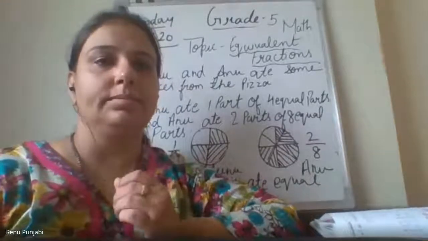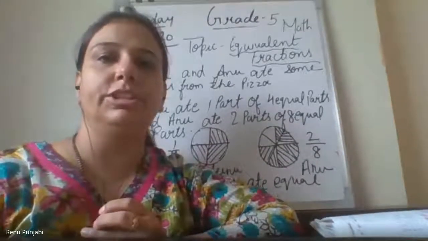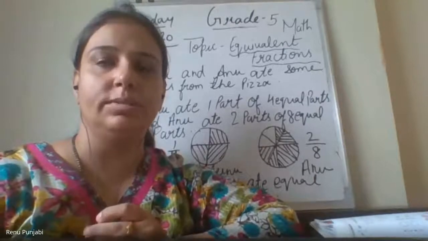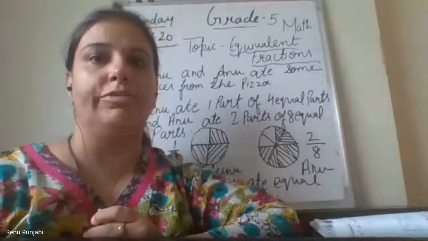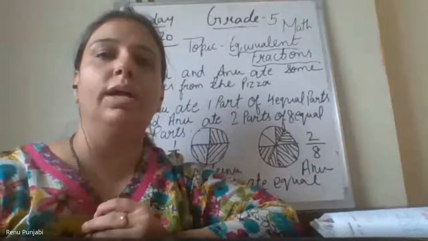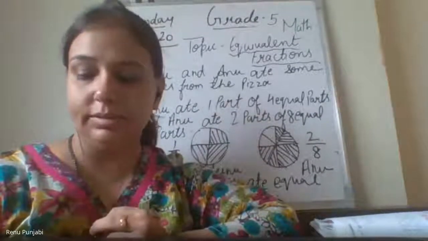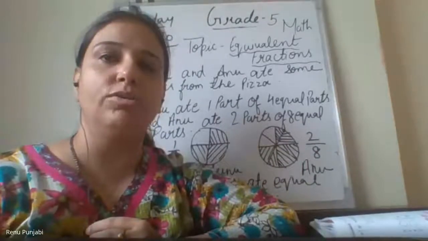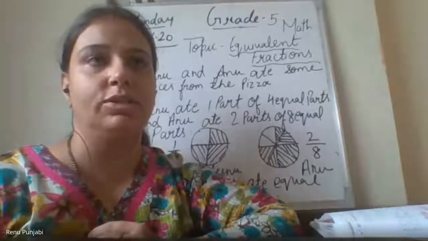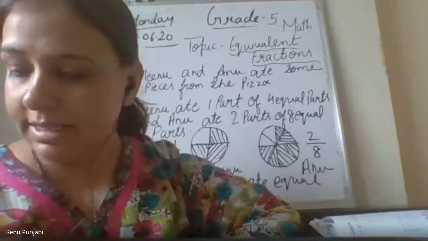Good morning, children. As we started our chapter yesterday, parts and wholes, in that chapter yesterday we did the introduction part of fraction. I hope you all are clear what a fraction is. Now today we will learn what equivalent fractions are, and how to see whether two fractions are equivalent or not. So let us see.